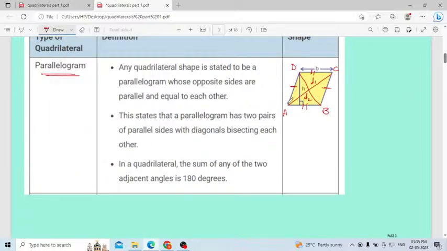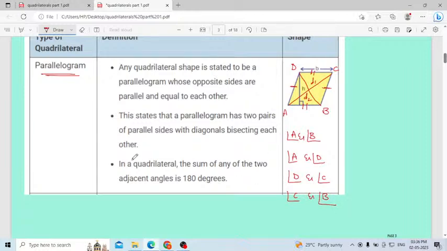See, consider this line. Adjacent angles are A and B. Consider this line AD. A and D are adjacent angles. Same line DC. Consider this same line. See here, the same line DC is making two angles, that is D and C, the adjacent angles. Then coming to this side CB, angles C and B are the adjacent angles.